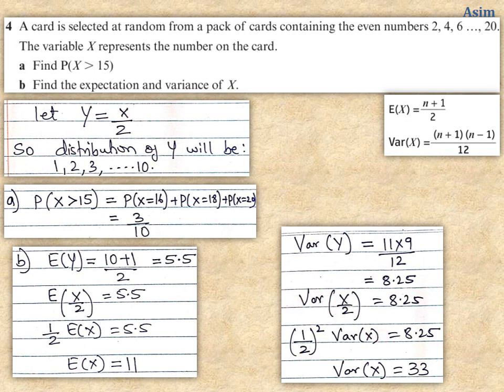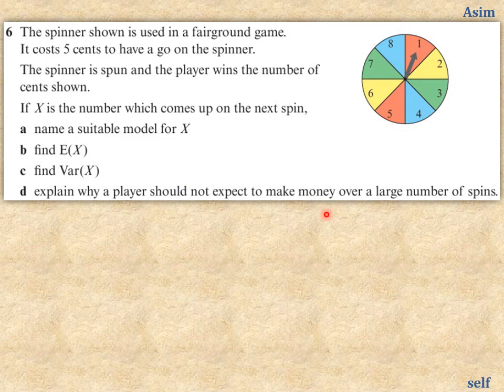And that's it. Next. Okay, this is where I will stop. I would like you to read this question and do this on your own. That's it. We are done with discrete random variables. All the best.